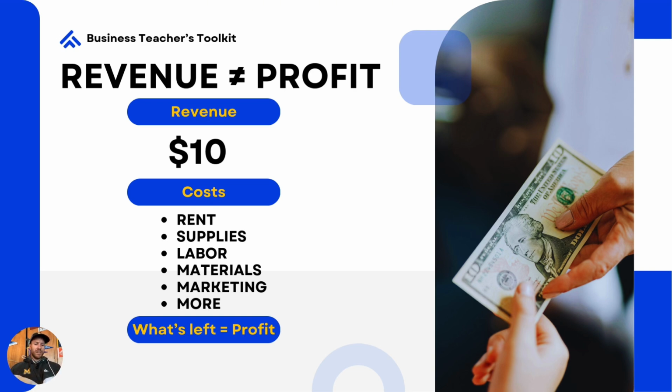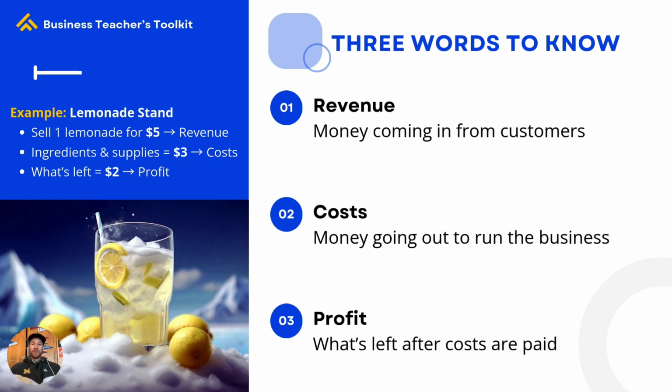And that's where we start to get into some of the definitions early on. We have to just quickly outline that revenue is not profit. If the example in that case was revenue of $10, then the costs need to also be accounted for as well: rent, supplies, labor, materials, marketing, and more. How much of the expenses were actually needed in order to create that one individual unit? Whatever is left is profit. Hopefully, there's something there. I give them three words to know. First are these definitions: revenue, money coming in from customers; costs, money going out to run the business; profit, what's left after costs are paid from that revenue stream.